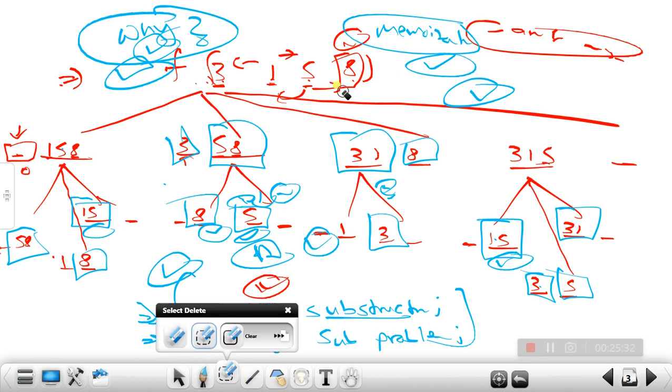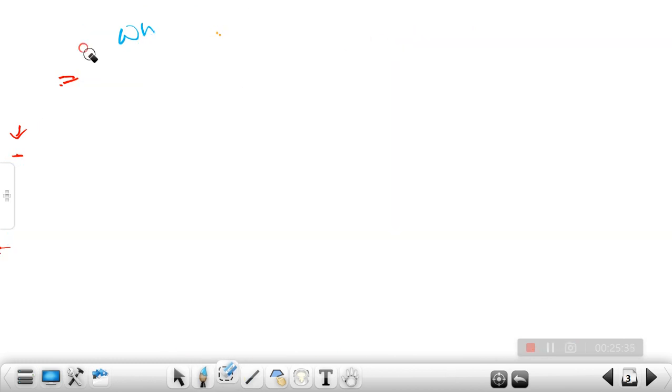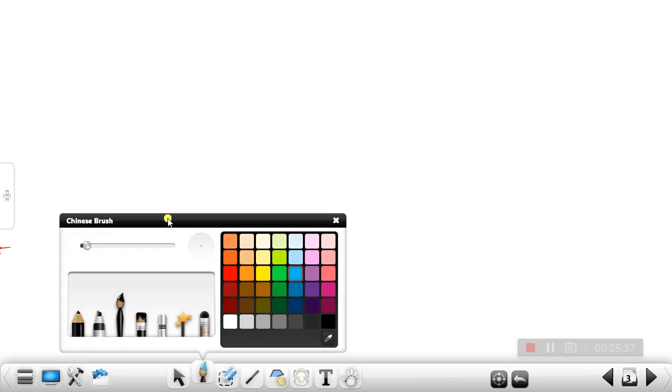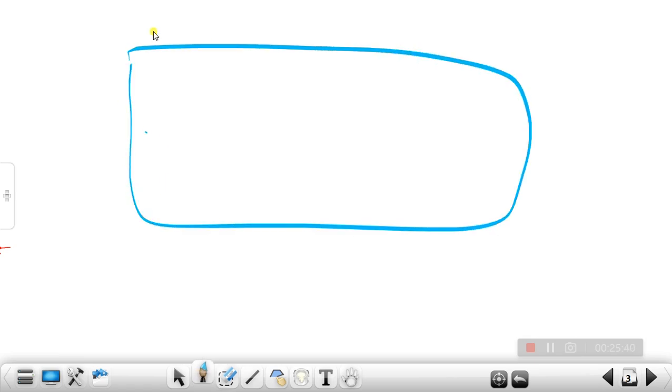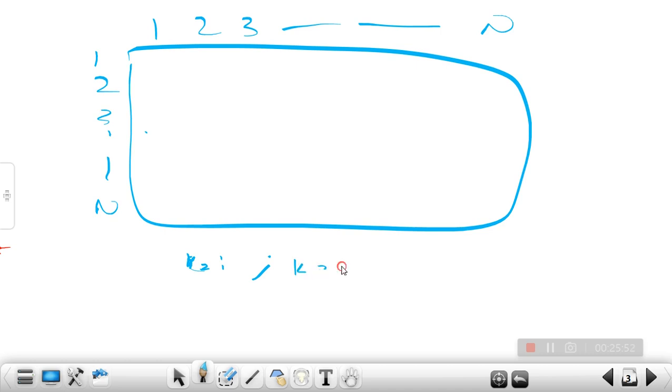So let me erase all this. I have a DP array, which is a 2D array. So 1, 2, 3 up to n, and here 1, 2, 3 up to n. Now what I'm doing is I'm starting a loop from k equals to i, and k is smaller than or equal to j, and k plus plus. Each time I'm calculating the solution for i and k minus 1, and k plus 1 and j.